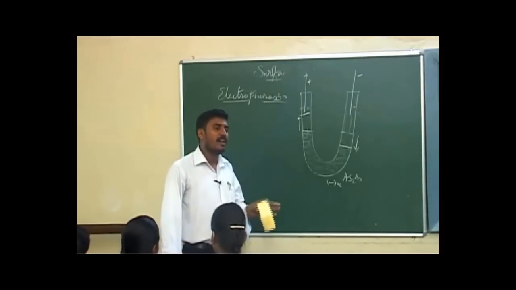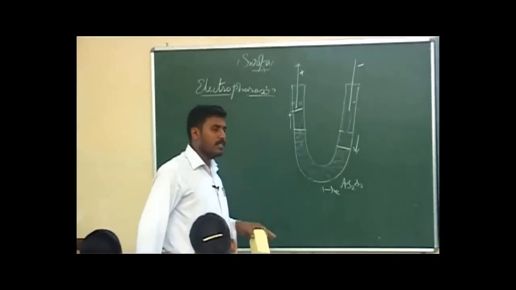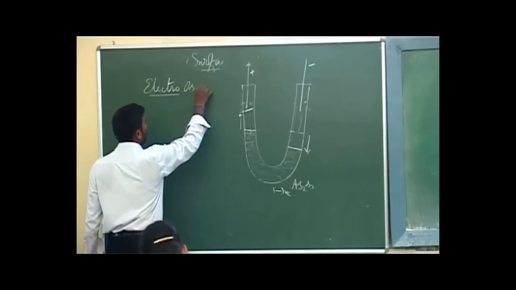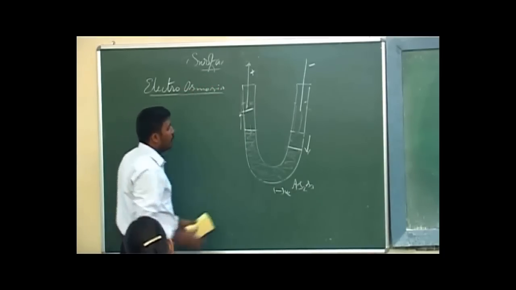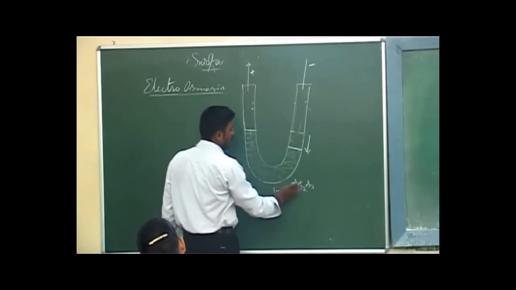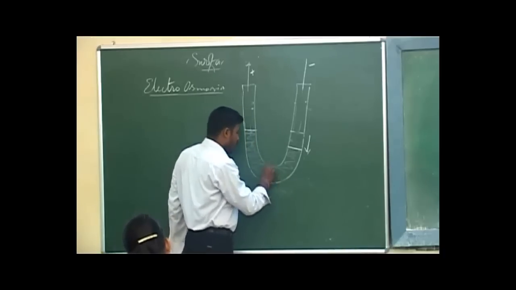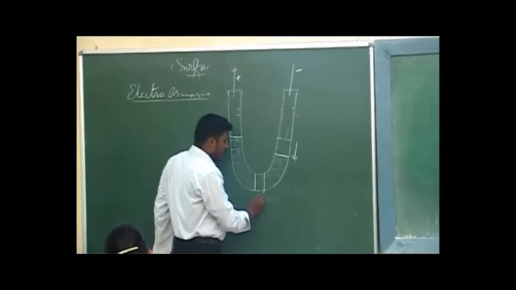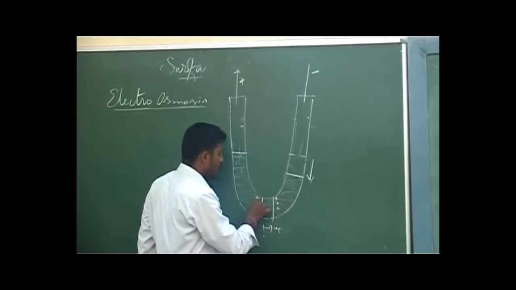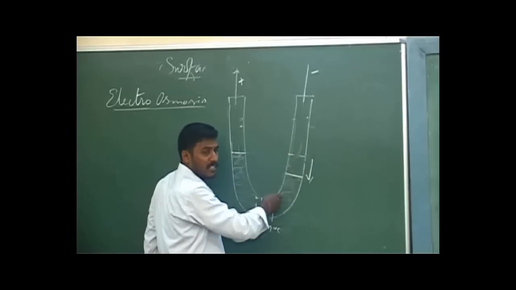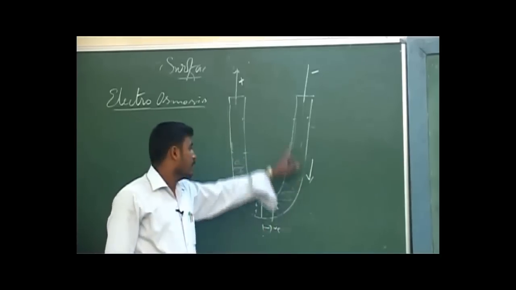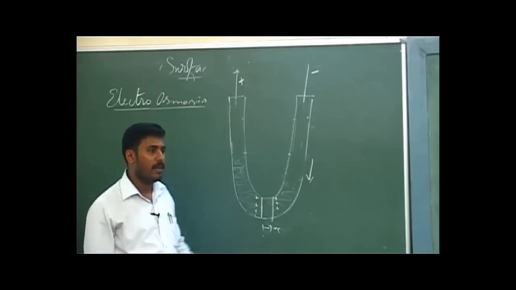Very same concept we are going to use in another one also: electroosmosis. In electroosmosis, we use the very same U-shaped tube. Here you take a colloid, clay. Clay has a negative charge. The medium, water, has a positive charge. Our substance, clay, is negatively charged, and the medium is positively charged.